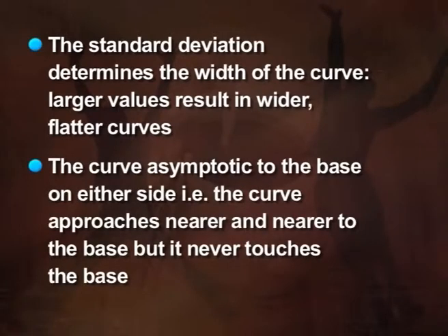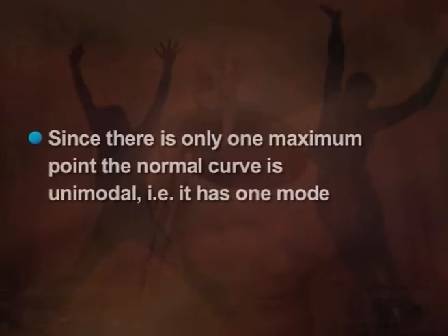The curve is asymptotic to the base on either side. That means the curve approaches nearer and nearer to the base, but it never touches the base. Since there is only one maximum point, the normal curve is unimodal. That means it has only one mode. Now, when we see the normal probability graph, we can see the distribution of the data in the following way as shown in the slide.